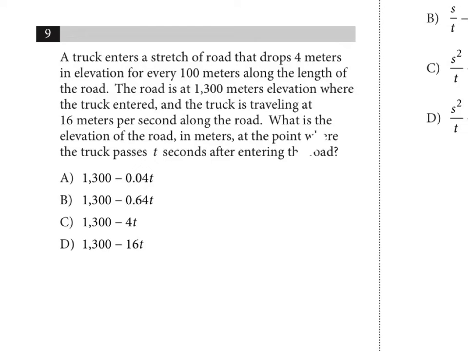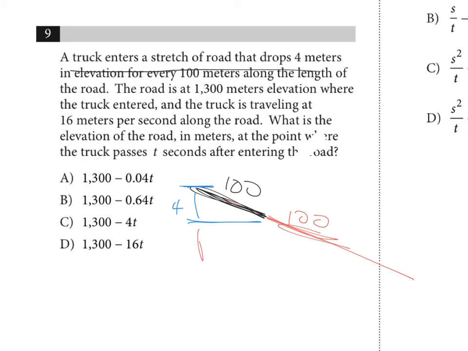Problem 9. A truck enters a stretch of road that drops 4 meters in elevation for every 100 meters along the length of the road. So the road is going down. It says the truck enters the stretch of the road that drops 4 meters in elevation every 100 meters. So if they travel 100 meters, the elevation drops 4 meters. So the next 100 meters, the elevation drops 4 meters.